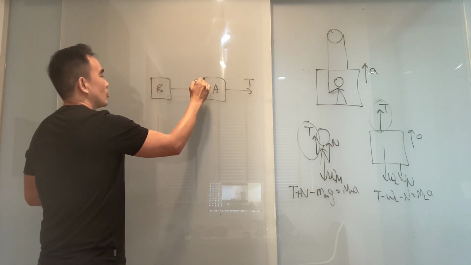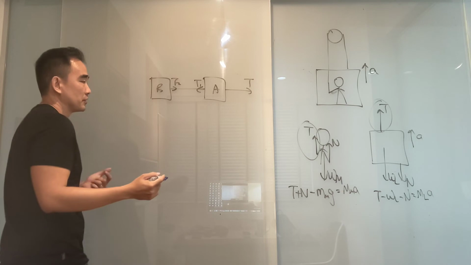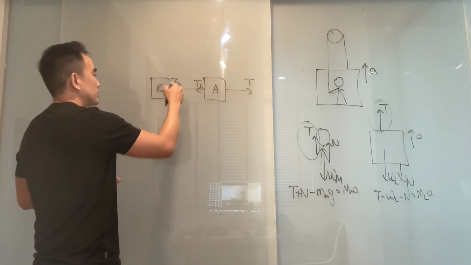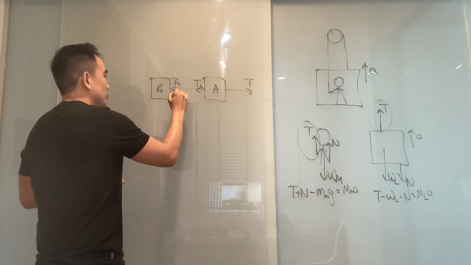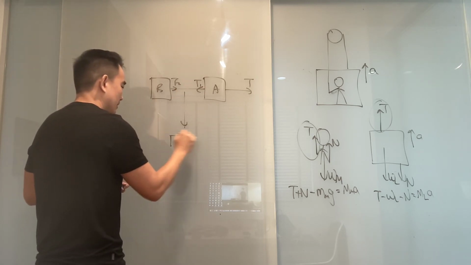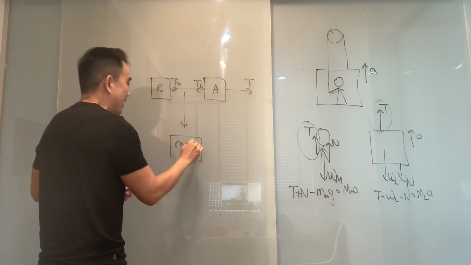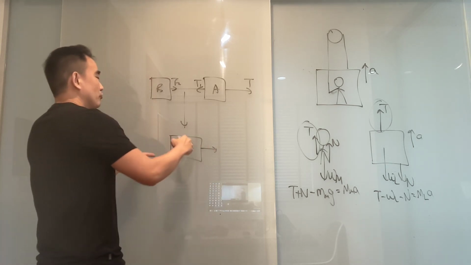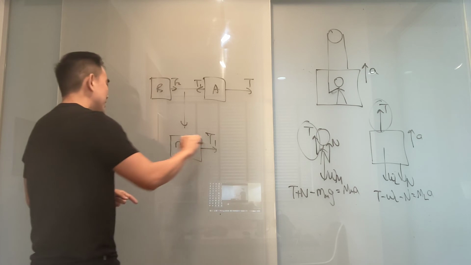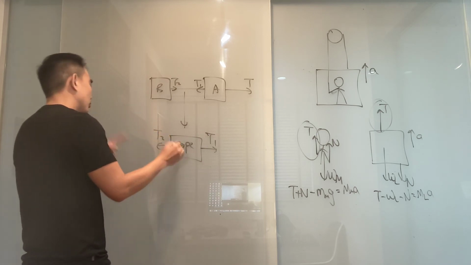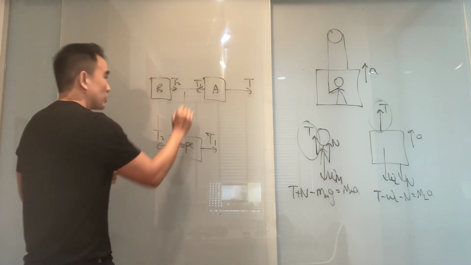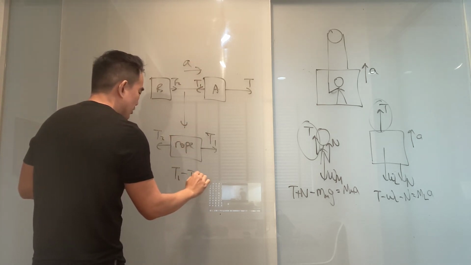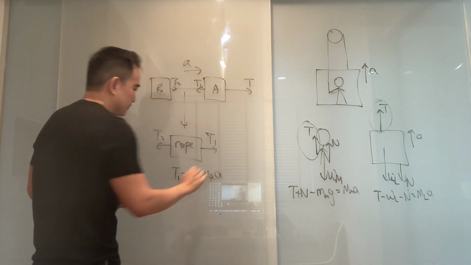Let's call this tension 1 and tension 2, assuming that it's different. So this is tension acting on A, this is tension acting on B. Now let's consider the rope over here. Let's consider the rope as a body. Alright? So therefore, on the rope itself, the tension 1 will be pulling on the rope, tension 2 will be pulling on the rope this way. So if the acceleration is this way, then you've got T1 minus T2 equals the mass of rope times a.